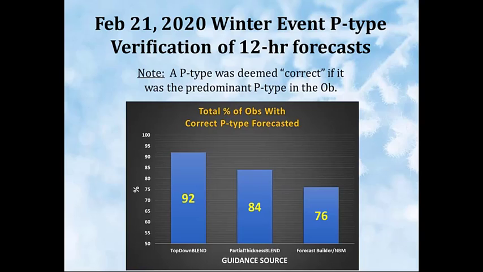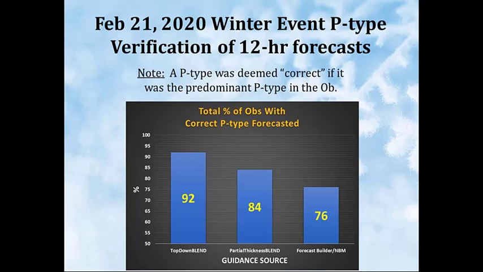So we really didn't have many case studies to take a look at on this, but fortunately, there's a presentation on this on the Google Sites page. We had a case on February 21st, a winter event P-type verification. Fortunately, I was on an evening shift, so I was able to take images of 12-hour forecasts of weather grids. And this was the total percent of OBS with the correct P-type forecasted.